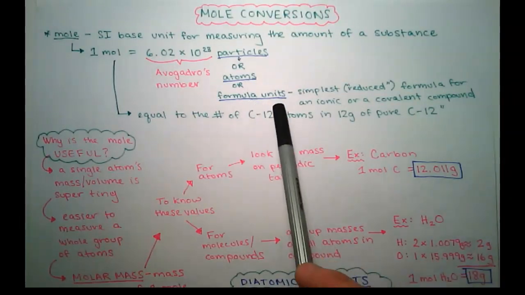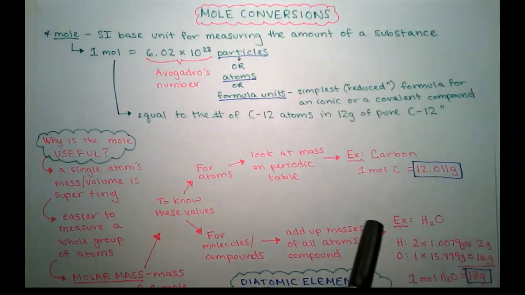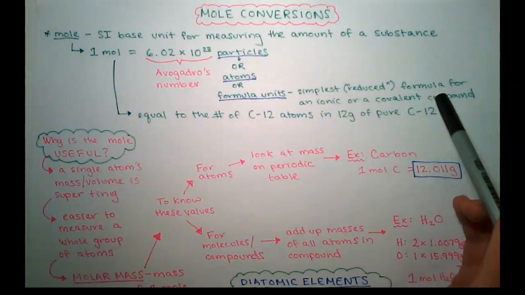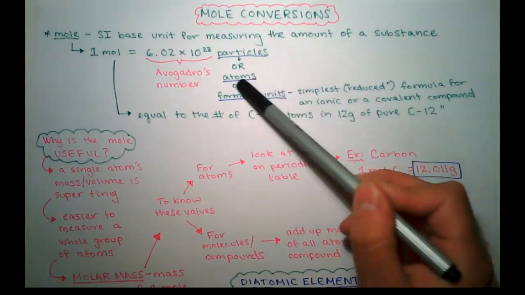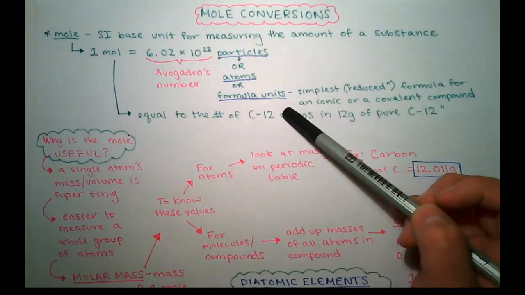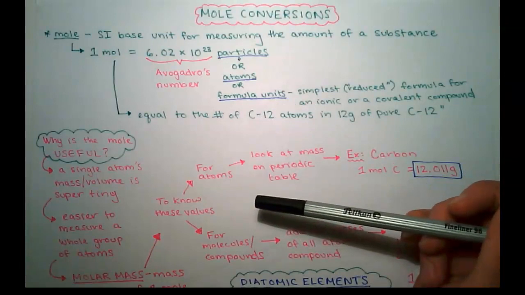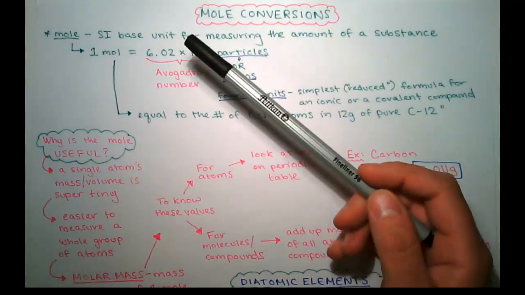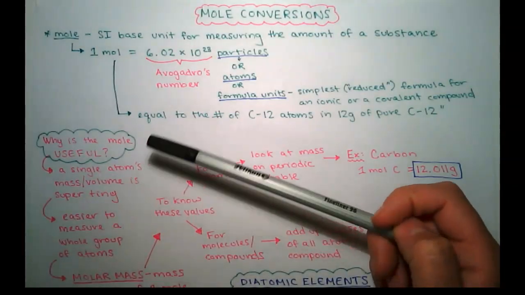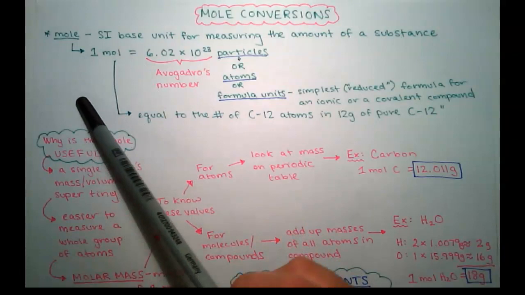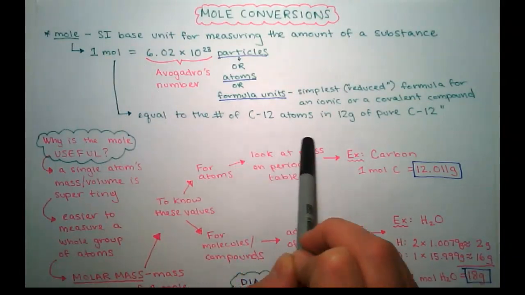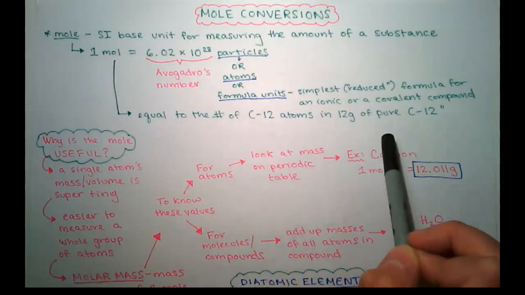And a formula unit is just the simplest or reduced formula for an ionic or a covalent compound. So we talked about particles and atoms before. Formula units is the one that's sort of new, but it just means the same thing. It's the number of times you have the chemical formula. And scientists define all sorts of units, and units are just made up by people, but the way that we defined the mole is we said that 1 mole is equal to exactly the number of carbon-12 atoms that is in 12 grams of pure carbon-12.